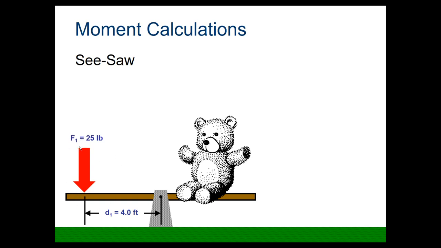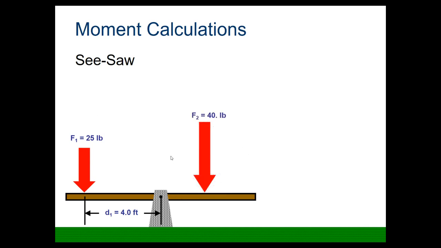And so you multiply the force times the distance, and then we look and say, okay, well, is that clockwise or counterclockwise? This one would be counterclockwise because if you allowed it to rotate, it would go down and around in a counterclockwise rotation. So that's going to be a positive moment, and it's going to be 25 times 4, so 100 foot-pounds of moment.